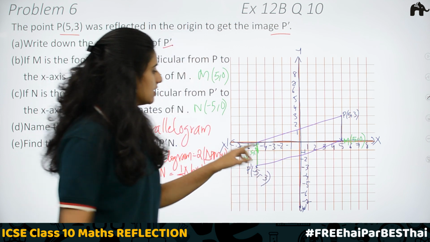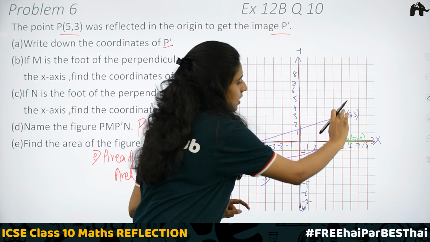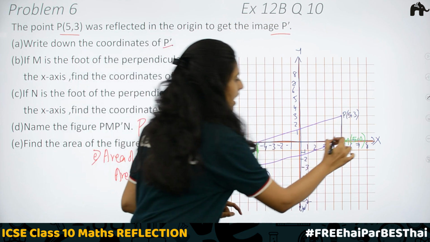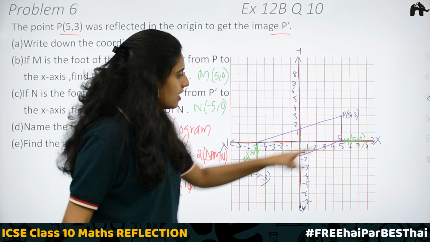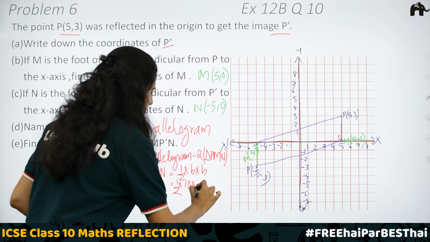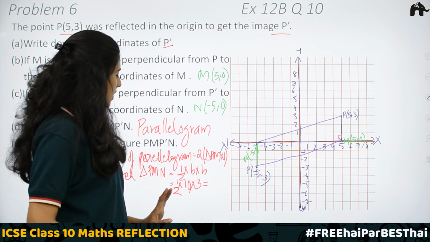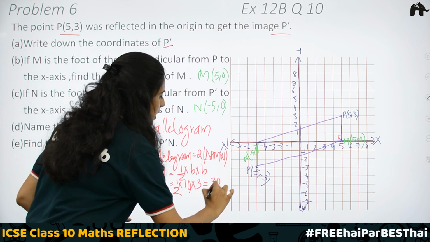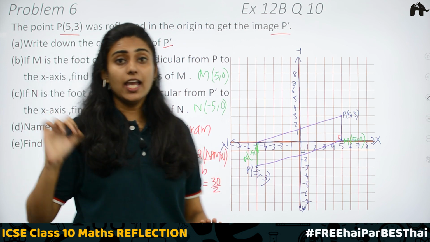What about height? Height is this perpendicular distance. Yes, here we have 90 degrees. This is a right triangle. 1, 2, 3. 3 units. Therefore, 30 divided by 2 is the area of the triangle.